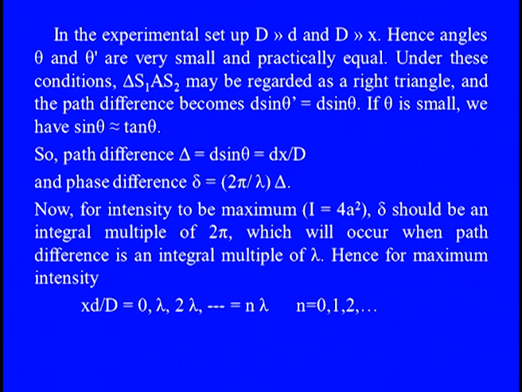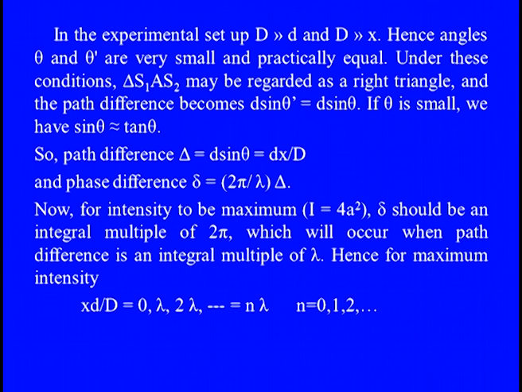If theta is small, we have sin theta nearly equal to tan theta, so path difference delta will be equal to d sin theta, which equals d x divided by capital D, and the phase difference delta will be equal to 2 pi by lambda into path difference. Now for intensity to be maximum, delta should be an integral multiple of 2 pi, which will occur when the path difference is an integral multiple of lambda.